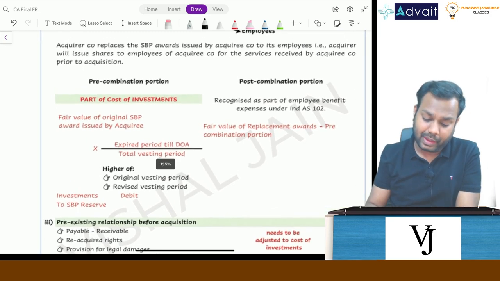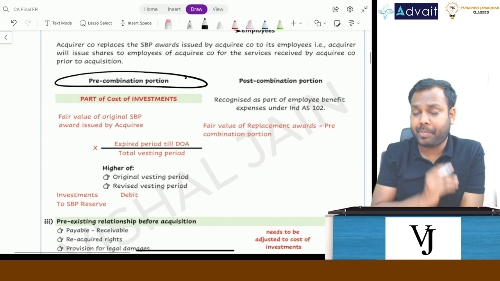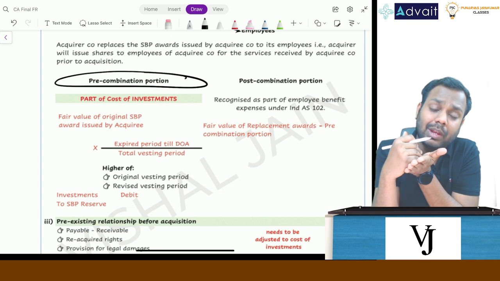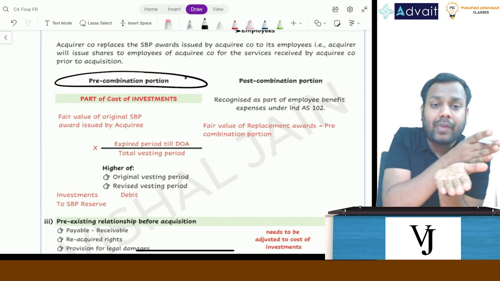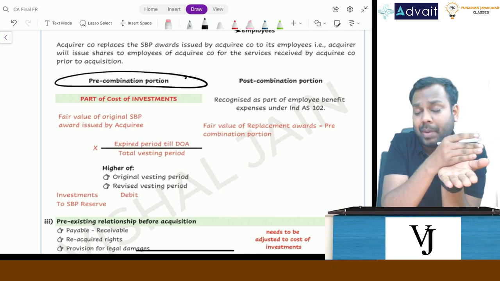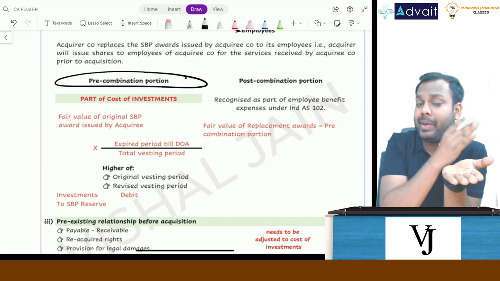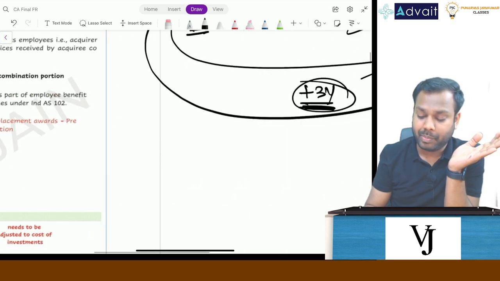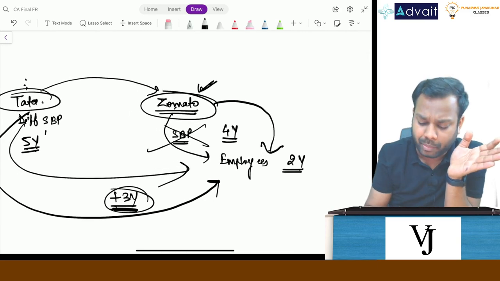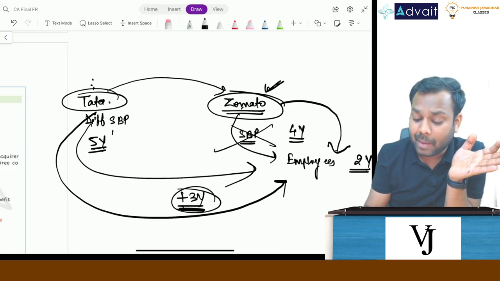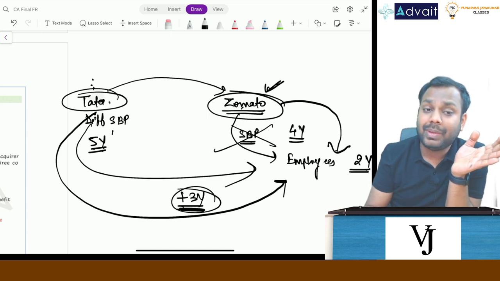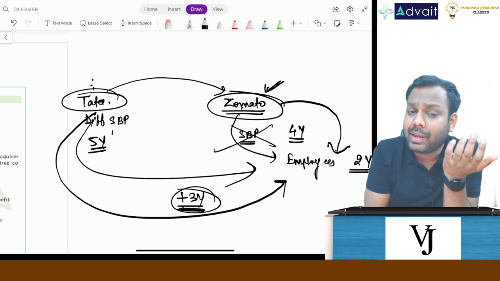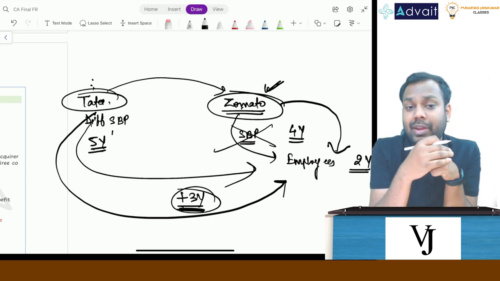Right? So it says that the pre-combination portion, meaning the portion for which the employees have already given services to Zomato prior to the date of acquisition, for which the ESOPs or the SBP plans will be settled by Tata, the parent of the acquiree company. The pre-combination award will form part of the cost of investment, meaning thereby a portion of the liability of Zomato will be settled by Tata. Right? So I will add it to the cost of investments.